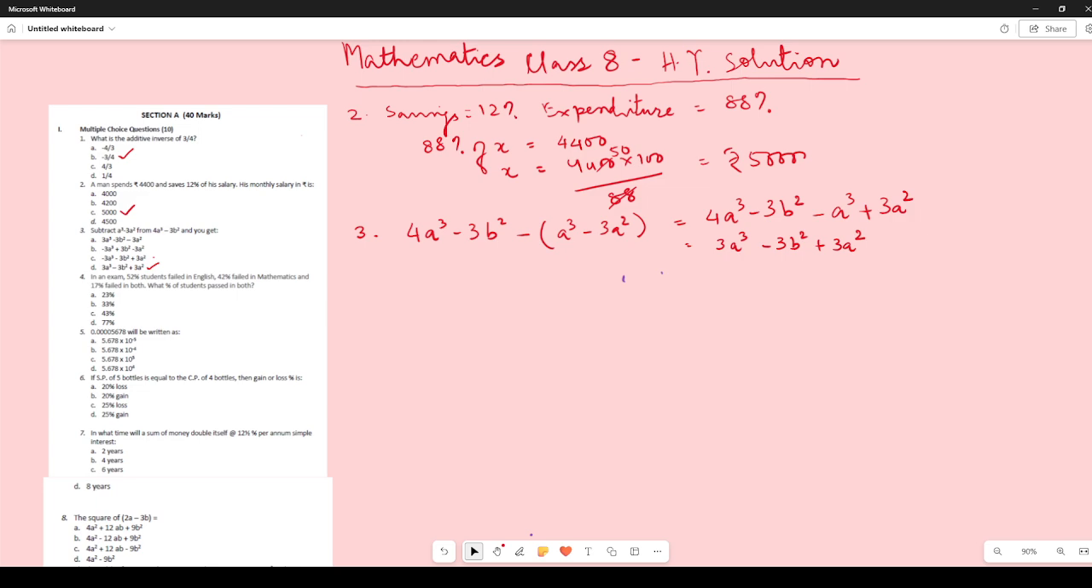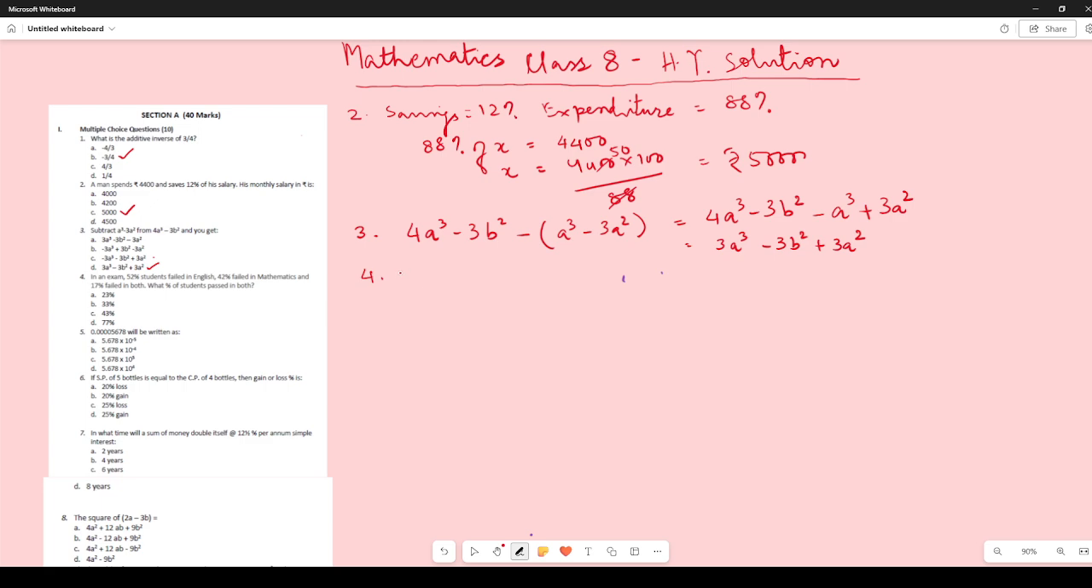Just a minute. So what we have over here is our next question. In an exam, 52% of students failed in English, 42% in mathematics, and 17% failed in both. What percent of students passed in both? So you can do this with the Venn diagram method, what we have already done. But if you want to do it in the statement method, we can do it.